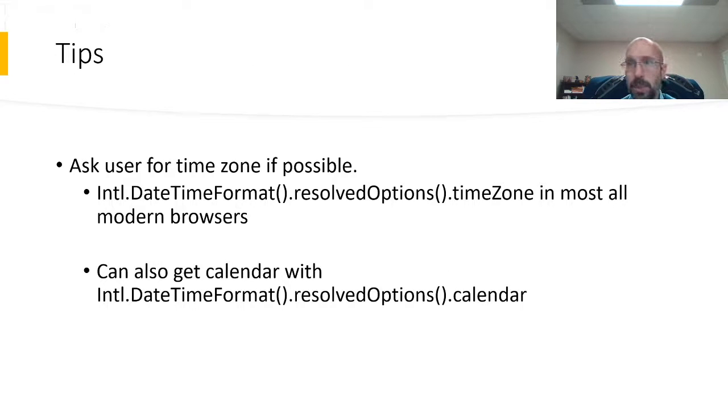So this kind of brings me to the point of you might need to ask your users for their time zone. You can try to detect this automatically in the browser using the Intl.DateTimeFormat().resolvedOptions().timeZone. Most modern browsers will resolve that correctly. If you needed the calendar as a side, you can also use resolvedOptions().calendar to get the calendar. But ask your users for their time zone if you need it.